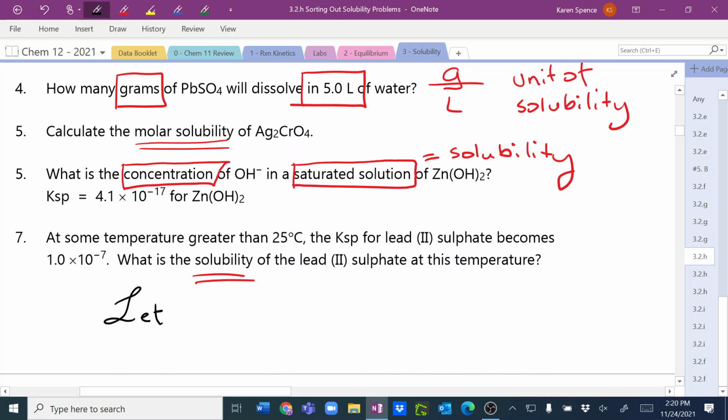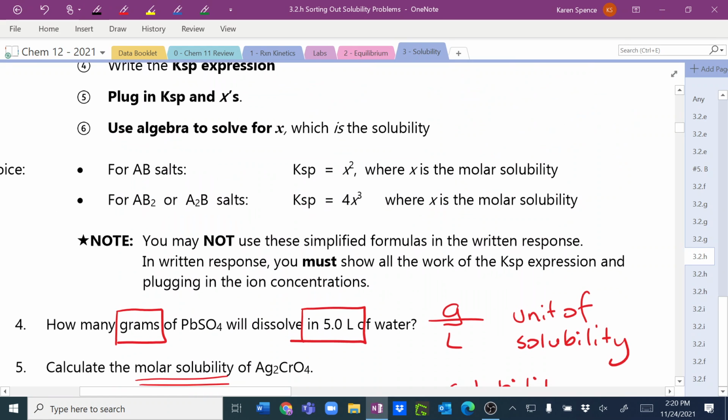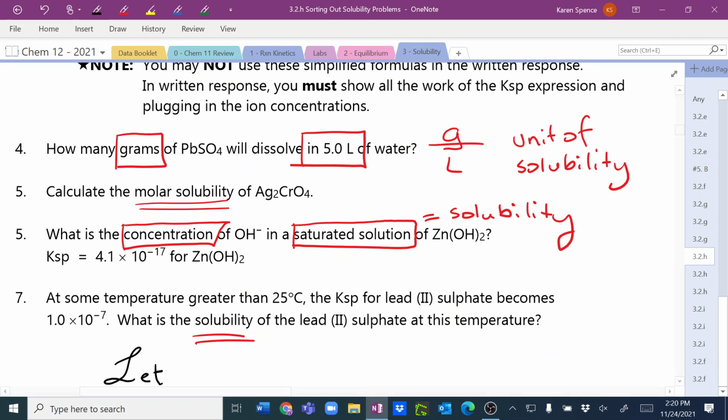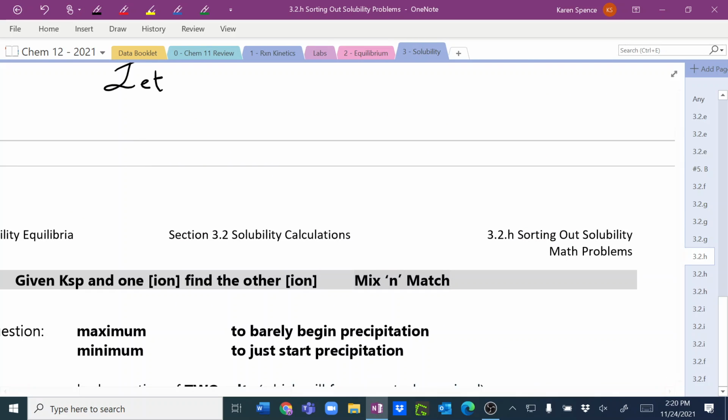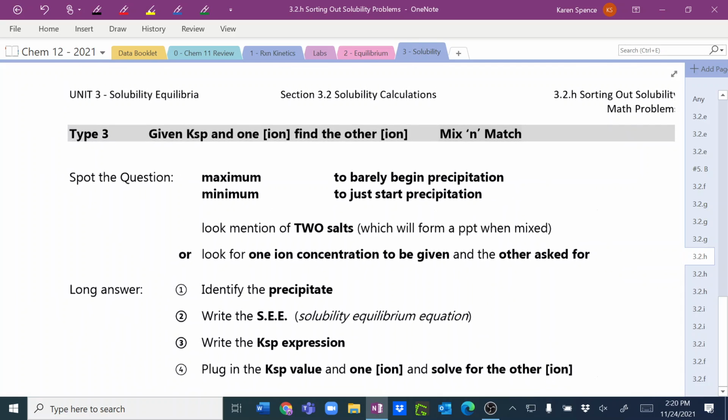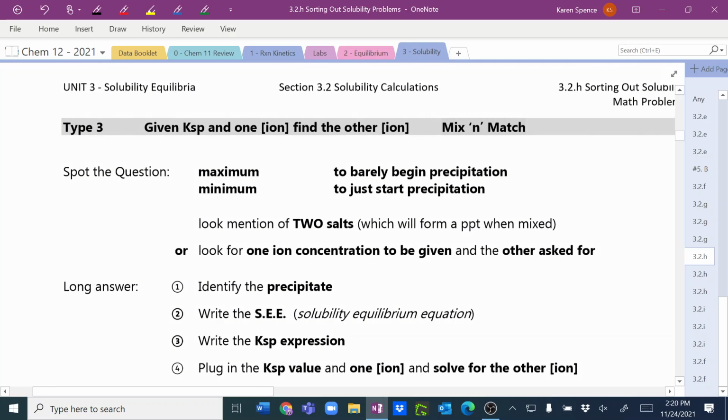Let statement, yes? Okay, and it actually does remind you of that up here. Okay, and that's the one where you write the x's underneath your equation in the stoichiometric ratio. Okay, so that's type 2. Type 3, given KSP and one ion concentration, find the other ion concentration.